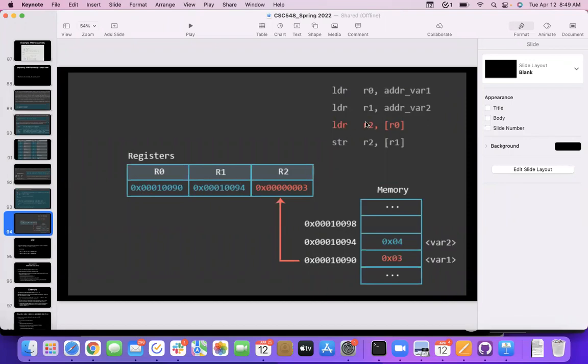Then we load a value into R2. That is the value that lives at the memory address stored in R0. So R0 holds this memory address, the one ending in 90. Here's that memory address. Here's the value at that memory address. So we load into R2 the value that lives at this memory address, which is the 3.